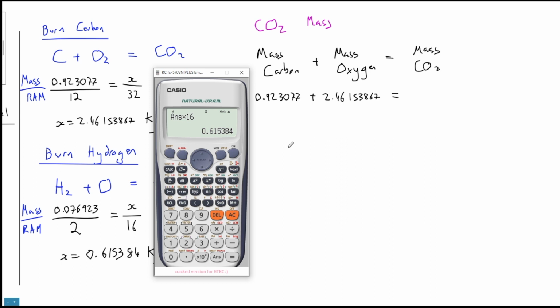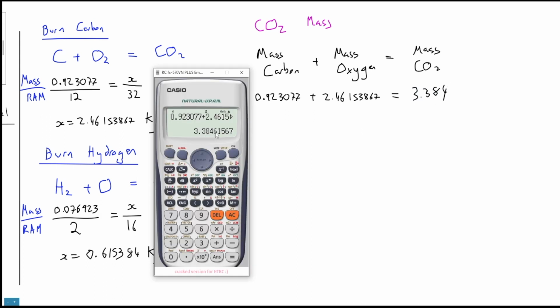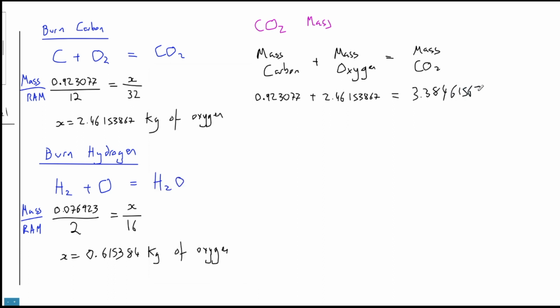So let's just type them in. It's 0.923077 plus 2.46153867, and we get 3.38. I think it was a 6 after that. 61567 kg of CO2 produced. Now I could have done it another way. We could have done another calculation to go straight for the CO2, but why not just do it this way? It's exactly the same result. All right, so we got the mass of CO2. This was the first part of the question. Let's put a box around it.